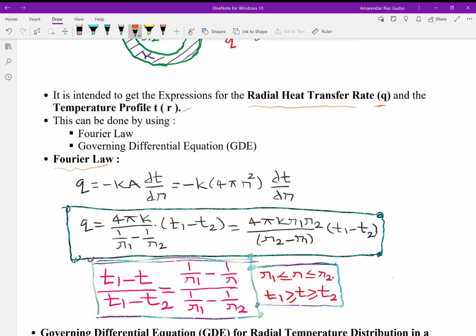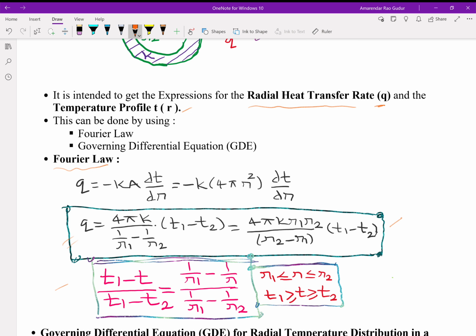And when we separate the variables and perform definite integration from R1 to R2 and T1 to T2, upon simplification we are going to get Q as 4 pi K by (1 by R1 minus 1 by R2) times (T1 minus T2). To make this equation more meaningful, we multiply and divide with R1 R2 to have Q as 4 pi K R1 R2 by (R2 minus R1) times (T1 minus T2), where R1 and R2 are the inner and outer radii, K the thermal conductivity, T1 and T2 are the inner and outer surface temperatures.